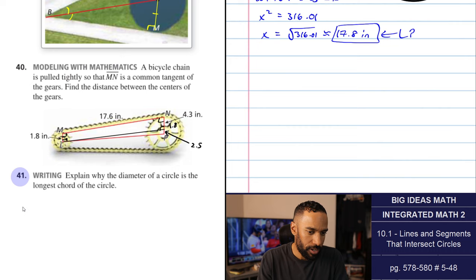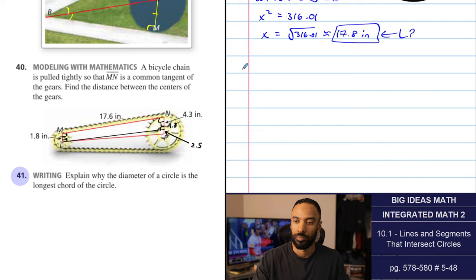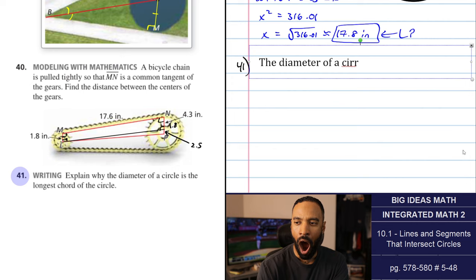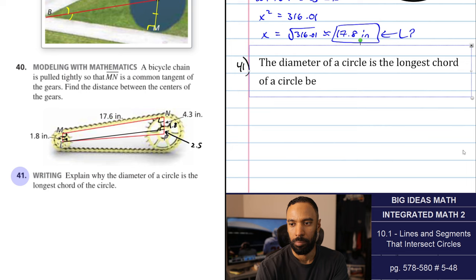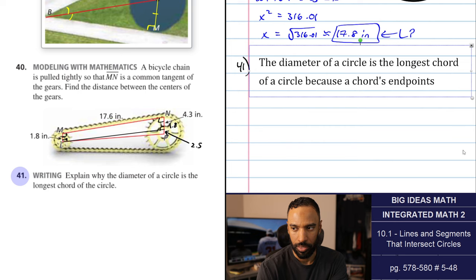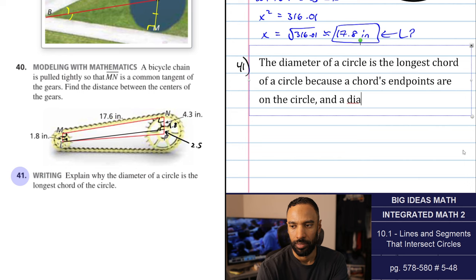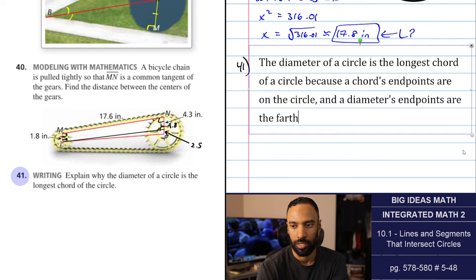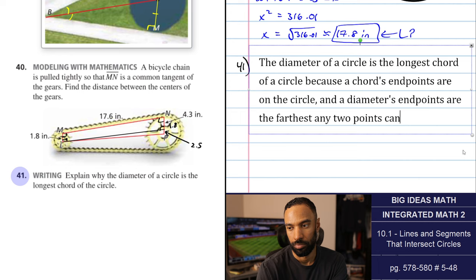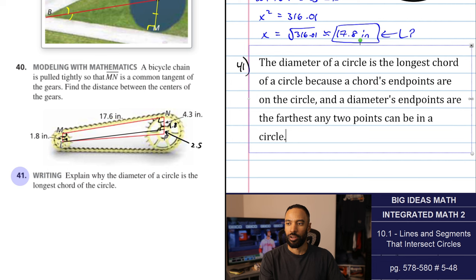Explain why the diameter of a circle is the longest chord of the circle. Well, I've been saying it all night. I haven't really explained, I guess I have explained why. The diameter is the longest chord of a circle because a chord's endpoints are on the circle, and the diameter's endpoints are the farthest any two points can be in a circle. Therefore, the farthest they can be is the longest chord you can make. So that would be the longest chord, the diameter.